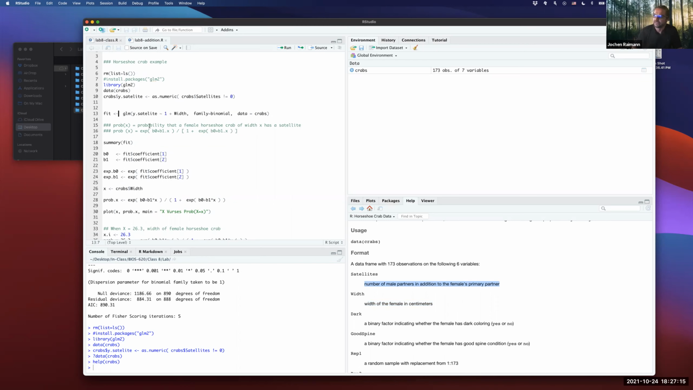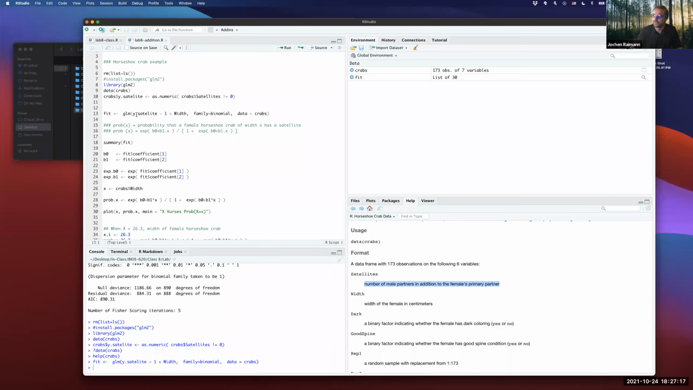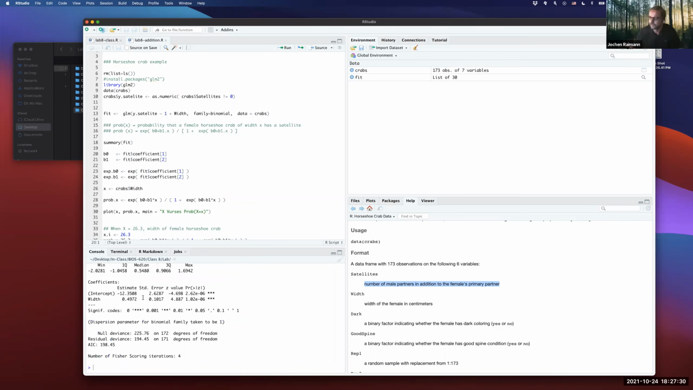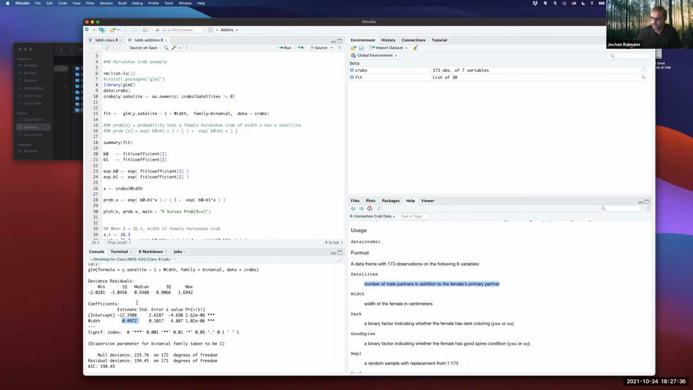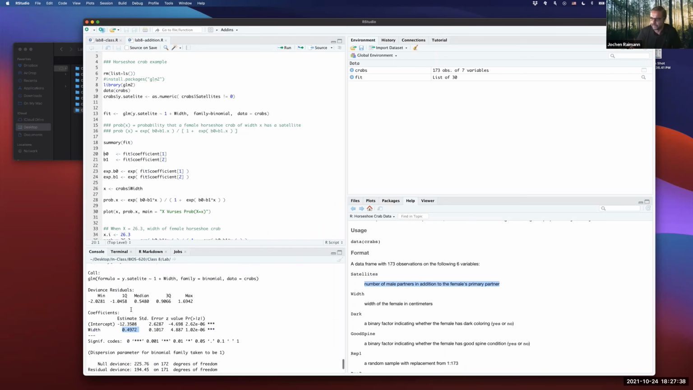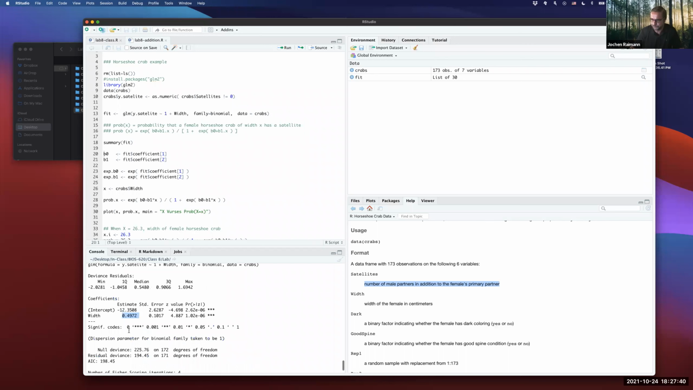And we're fitting a GLM, Y satellite. It's always an interesting variable name for this topic, but okay. So the summary of the fit will show us now whether the width is significantly associated with the number of male partners in addition to the primary partner. And it essentially is.